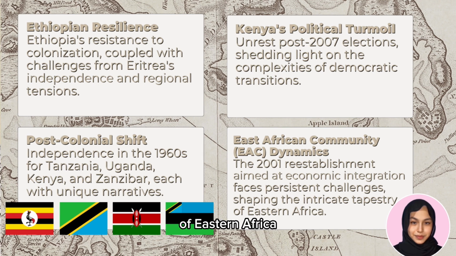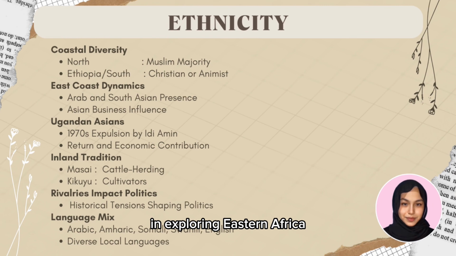Eastern Africa. In exploring Eastern Africa, a mosaic of ethnicity shapes the region, with predominantly Muslim communities in the north and Christian or animist groups in the south. Coastal dynamics involving Arabs and South Asians influence businesses, while the return of Ugandan Asians impacts Uganda's economy.